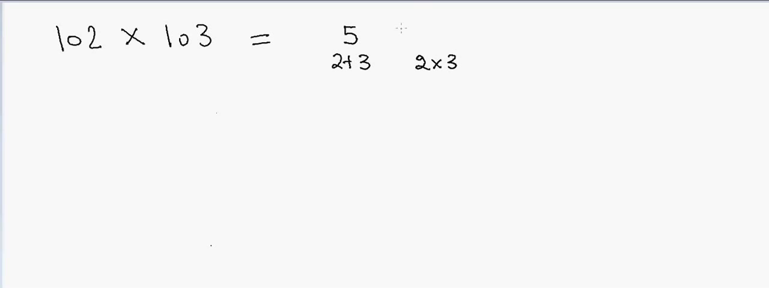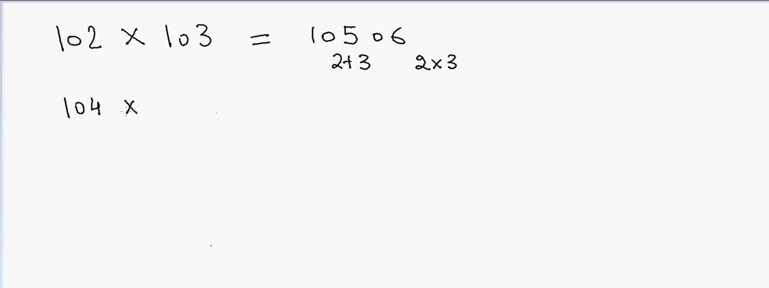Hi everyone, in this video we'll talk about another math trick which can be used for faster calculation. Here we will multiply numbers which are close to 100. For example, if I have to multiply 102 by 103, because both numbers are close to 100, I'll first add 2 and 3, which will be 5, and then I will multiply 2 and 3, which will be 6. So my answer will be 10506.